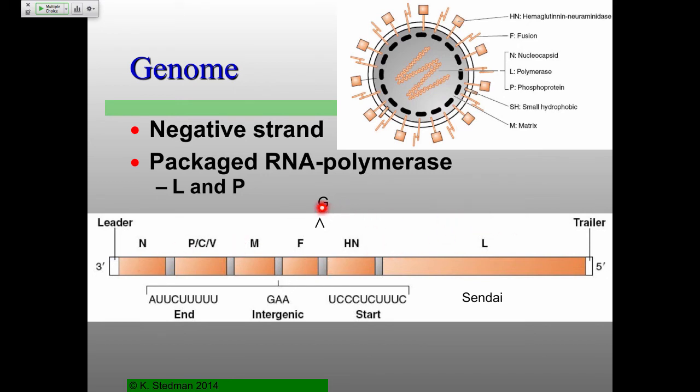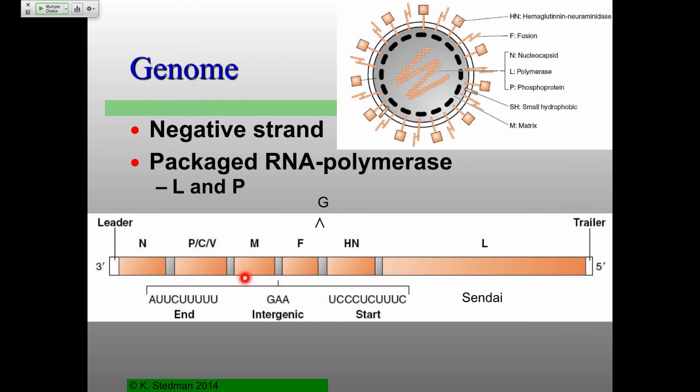The question is, how does that happen? How do you get a lot more messenger RNA, particularly for the N protein, than you do for the L protein?